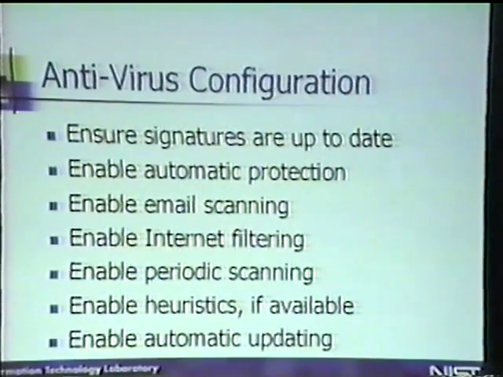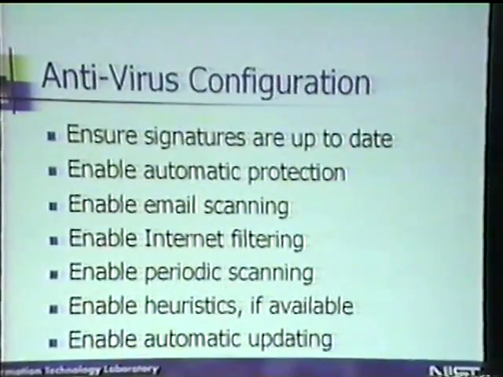Antivirus configuration: we're basically saying to keep your signatures up to date and turn it all on. Use everything that you've got in your antivirus. Enable your automatic protection. Make sure that you're checking everything that goes in and out of your system. Enable periodic scanning. Even with automatic protection, you still want to periodically scan every file on your system to make sure that you have no viruses.